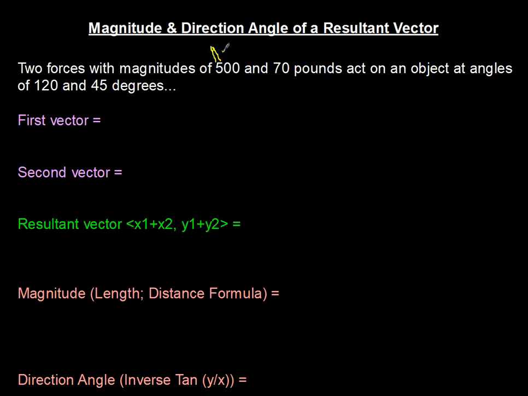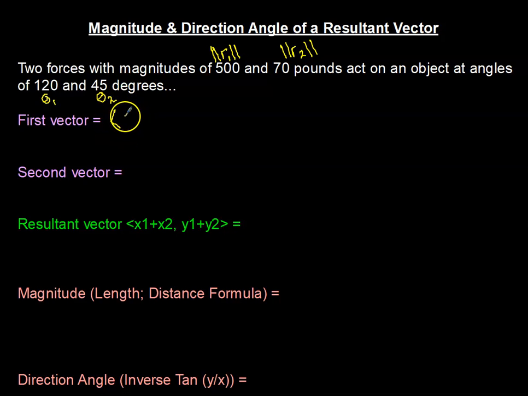Magnitude, or the length of the vector, is represented by the double lines. So this is the magnitude of the first vector. This is the magnitude of the second vector. And the first angle given is the first direction angle for the first vector, and this is the direction angle for the second vector. So working with the first vector, we indicate vectors with the triangular brackets here.